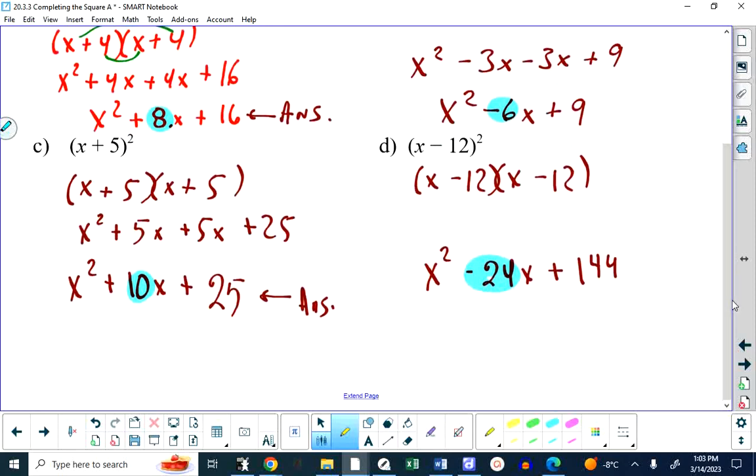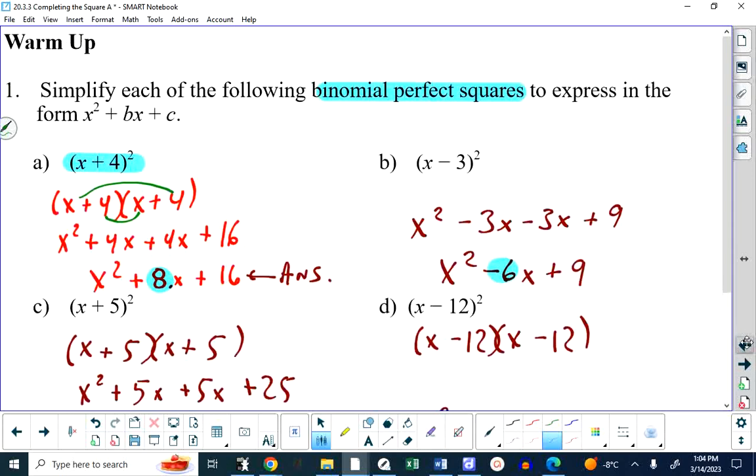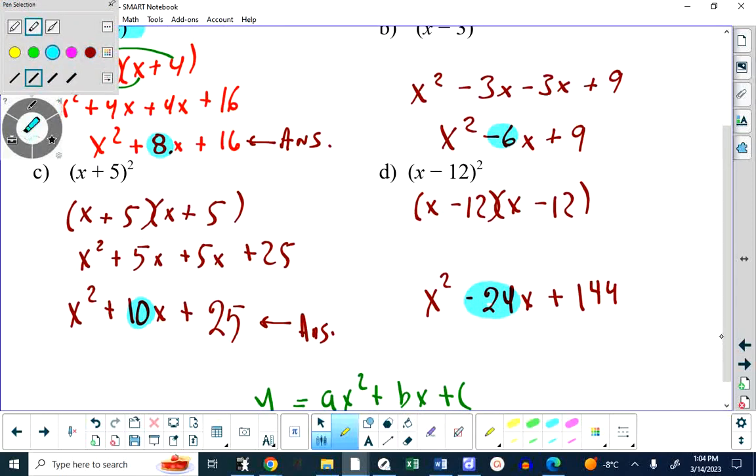So I want to just remind you, we're talking about y equals ax squared plus bx plus c. Right? So b is always going to be the coefficient in front of x. C is the number by itself. When you take a look at the number 2, it says, what do you notice about the relationship between B and C? So I'm going to go back here. B is highlighted in blue, and C is highlighted in yellow. And the question is, what's the relationship between the number in blue and the number in yellow?